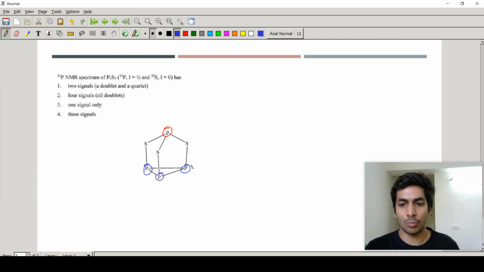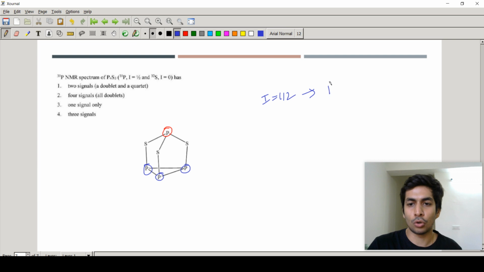You can see how they are bonding to the other atoms, and you will see that all these 3 phosphorus that I marked in blue are in one environment, and the one that I marked in red is in another environment. So since their I value is half, the splitting pattern will be the same as that for proton.